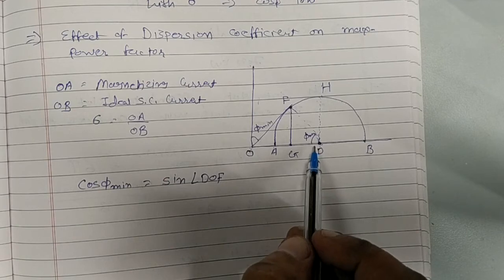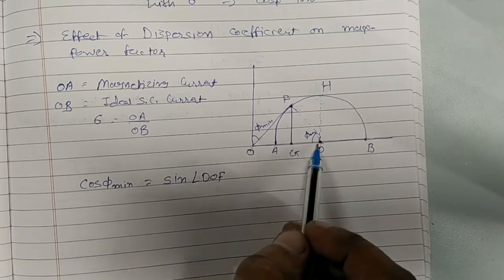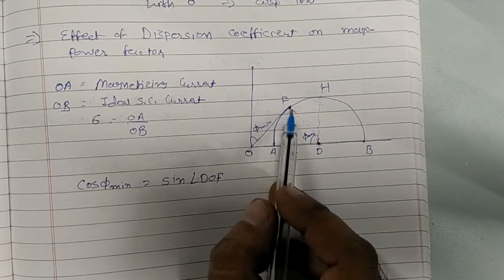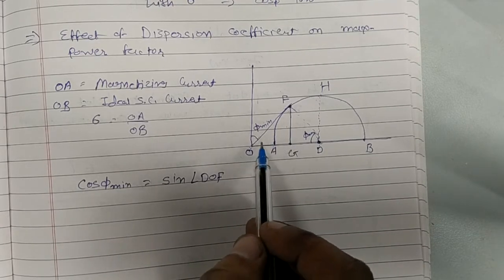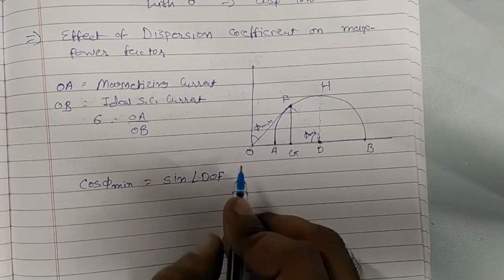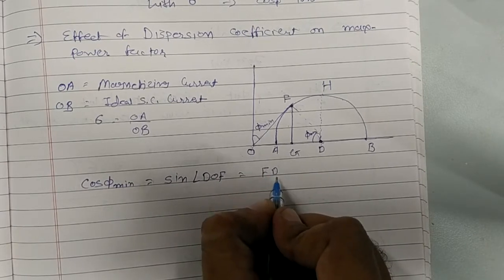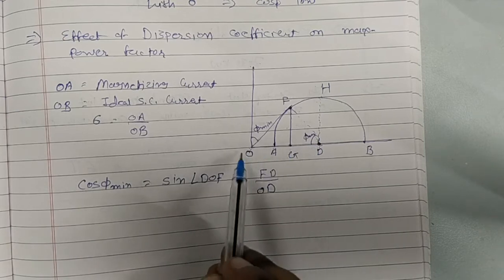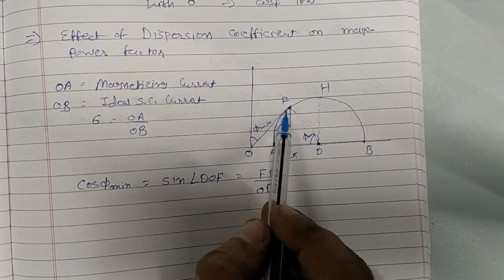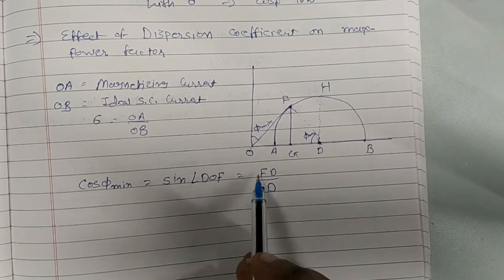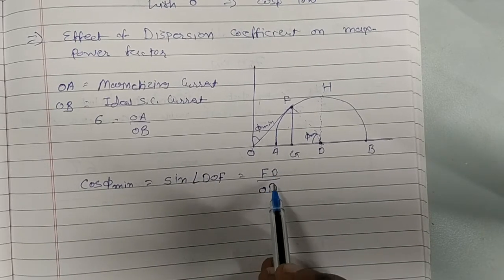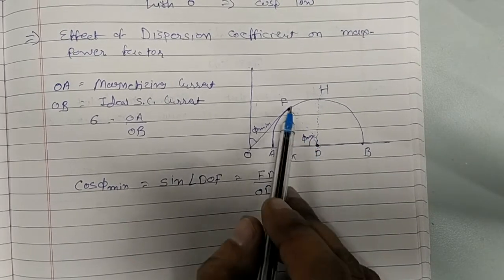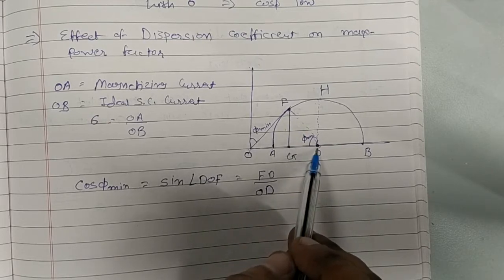So in this triangle, in DOF, this triangle I am talking about, the sine of this angle is given by FD upon OD. That is FD upon OD, because this is a right angle, we have considered this angle to be 90 degrees, so the sine of this becomes FD upon OD. Now what is FD? As I told you, FD is the radius of our semicircle.